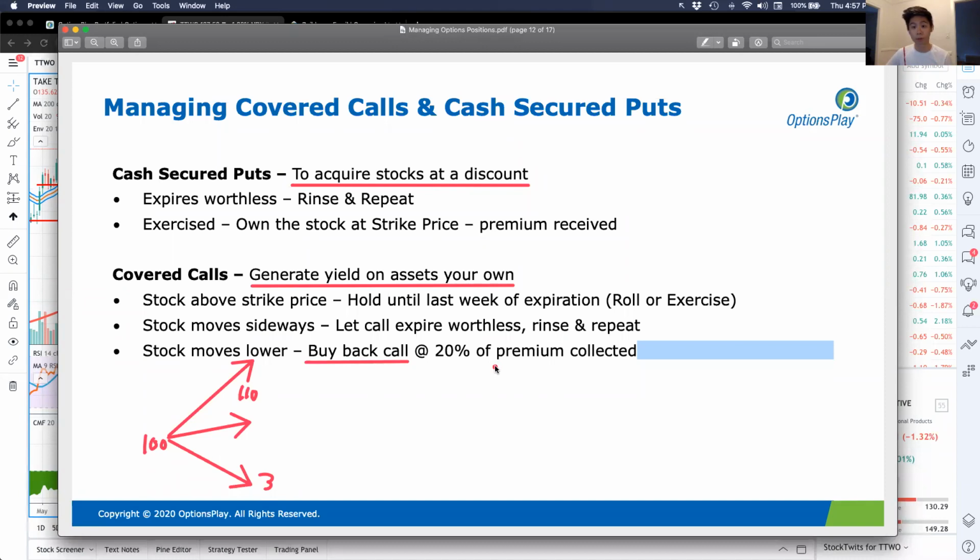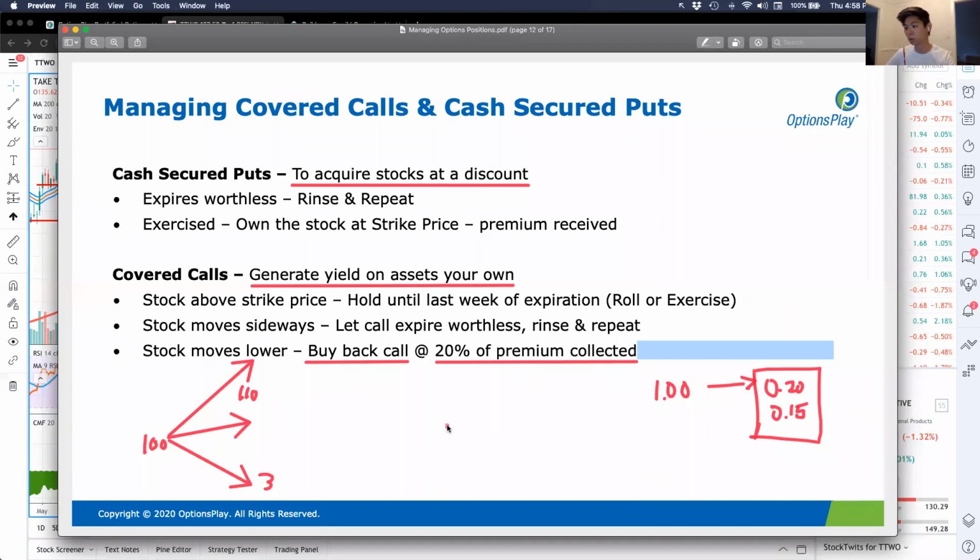The rule of thumb here as far as when you should buy back that call is when you can buy back the call for 20% of the premium that you collected. So if you collected, let's say, $1 on a covered call, if you can buy it back for 20 cents or less, so either 20 cents or 15 cents, somewhere in this particular range, that is your trigger as far as when you want to start thinking about buying back a covered call that you've sold well before expiration.